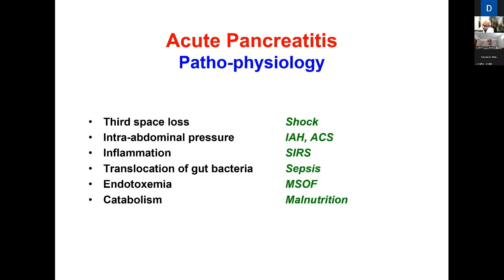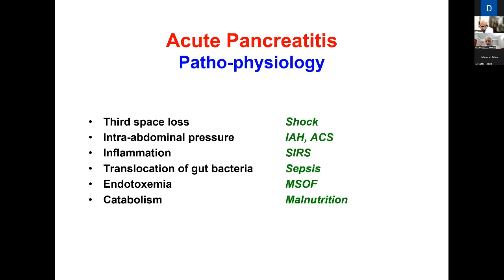Now, it's important to understand the pathophysiology of acute pancreatitis if we want to manage the patients correctly. And that includes a huge amount of third space loss of fluid resulting in shock, increased intra-abdominal pressure causing even abdominal compartment syndrome, severe inflammation resulting in SIRS, translocation of gut bacteria resulting in infection of the collections and necrosis, endotoxemia, which is responsible for multiple organ failure, and over a period of time, severe catabolism leading to malnutrition.